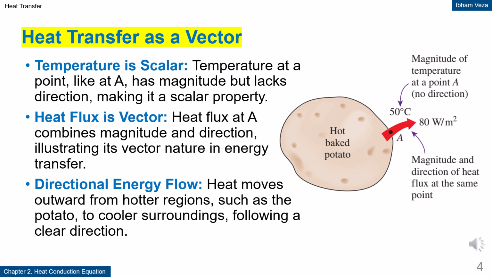Heat transfer as a vector. Temperature is treated as a scalar quantity because it has magnitude but no direction. In contrast, heat flux is a vector quantity since it has both magnitude and direction. The direction of heat transfer is always from higher to lower temperature. Vector representation helps in understanding the path and intensity of energy flow. This concept is essential for multidimensional conduction analysis.